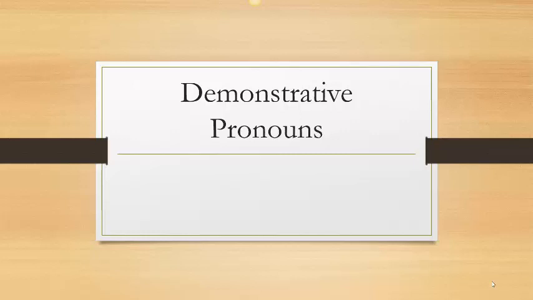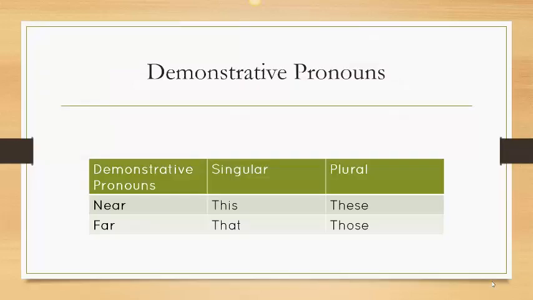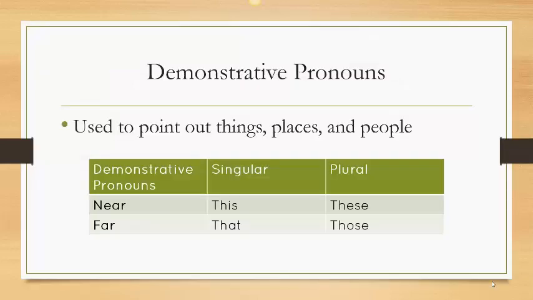Demonstrative and interrogative pronouns. Let's start with demonstrative. You've learned these before. Demonstrative pronouns are used to point out things, places, and people. So it's just pointing things. You're going to decipher between near and far, singular and plural.